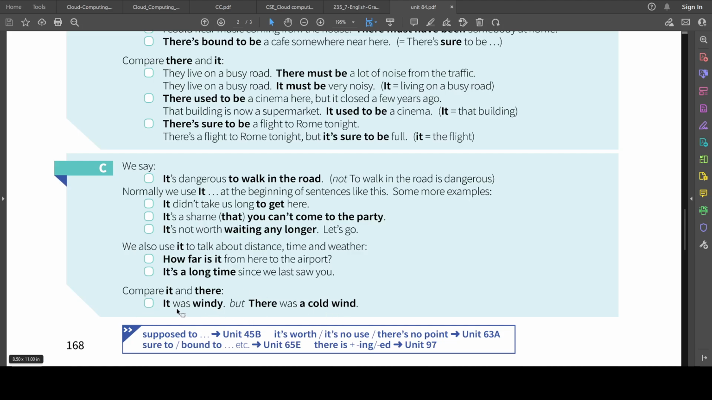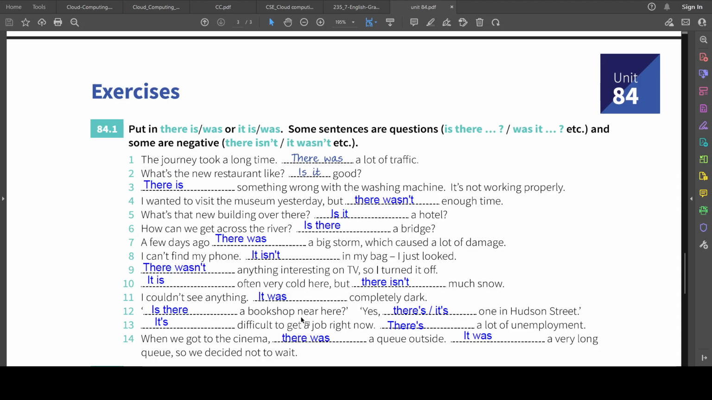Check it out. It was windy. We're talking about weather things, you know. But there was a lot of cold wind. So in the second one, there was a cold wind. We're talking about something that existed. In this case, it's a cold wind. So the first one, we're referring to a specific thing, in this case weather, and the second one, we're talking about the existence. In that case, a cold wind. Okay, let's move on to the exercise part.